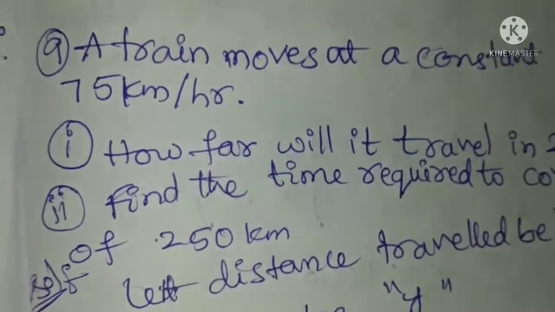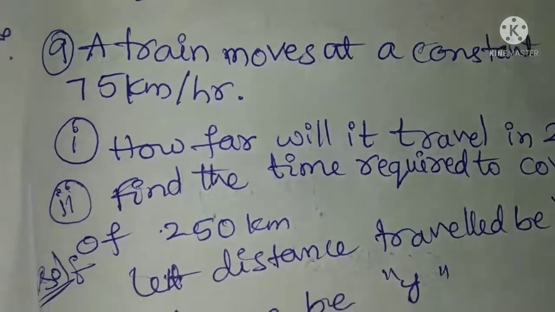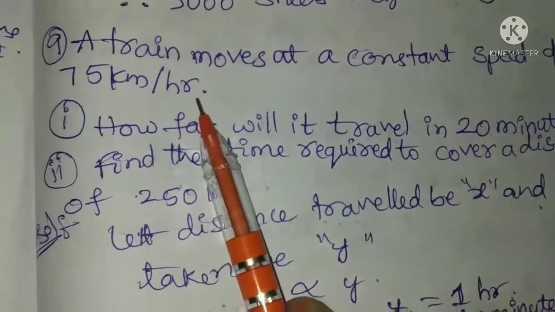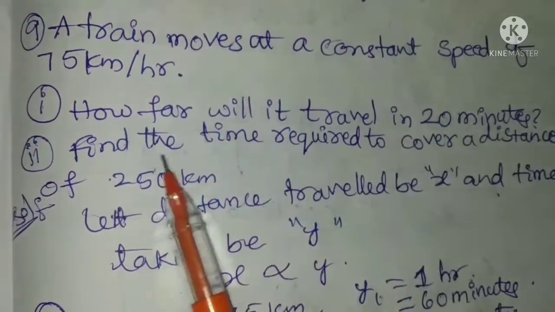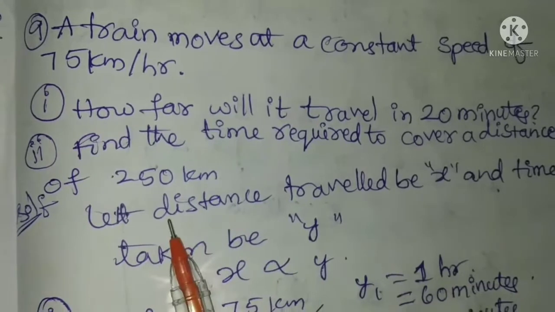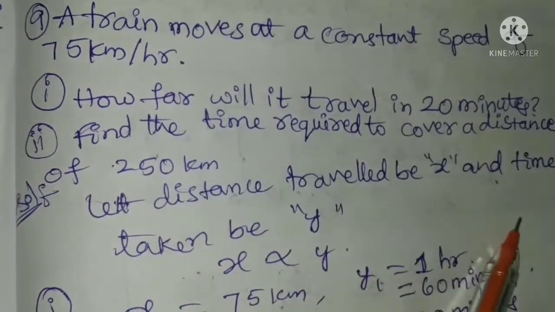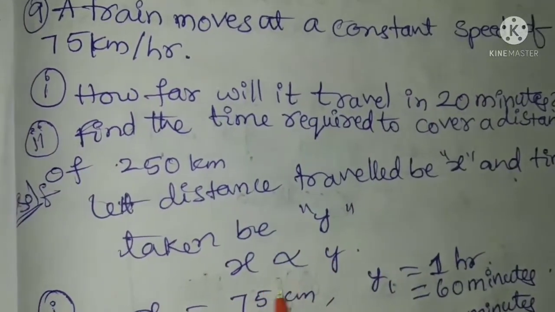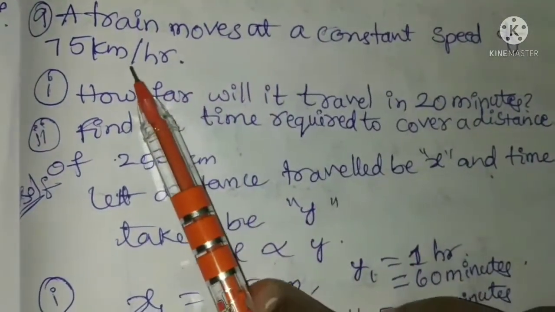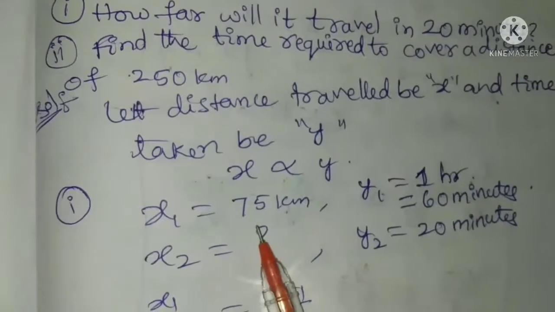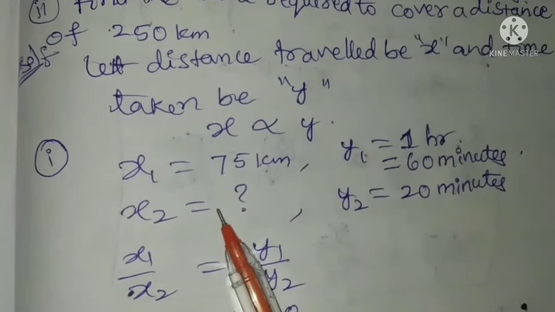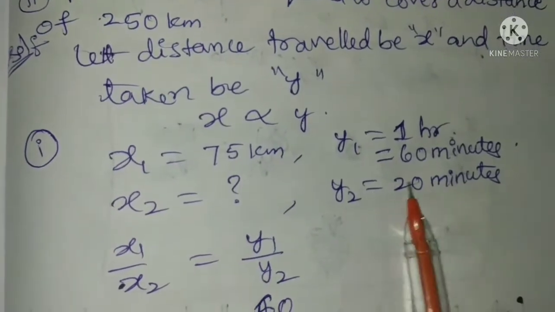Now the 9th question. A train moves at a constant speed of 75 kilometers per hour. How far will it travel in 20 minutes? Find the time required to cover a distance of 250 kilometers. First, let the distance traveled be x and the time taken be y. We know x is directly proportional to y. The train's speed is 75 kilometers in 1 hour. So x1 is 75 kilometers, y1 is 1 hour, that is 60 minutes. For x2, you have to find the distance covered in 20 minutes.